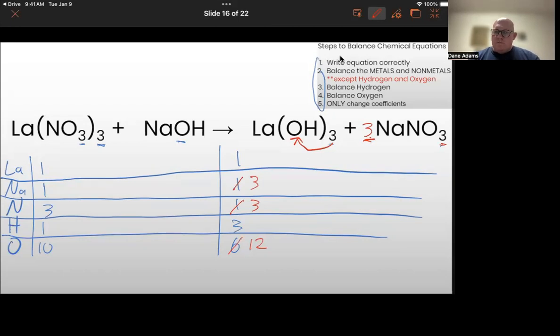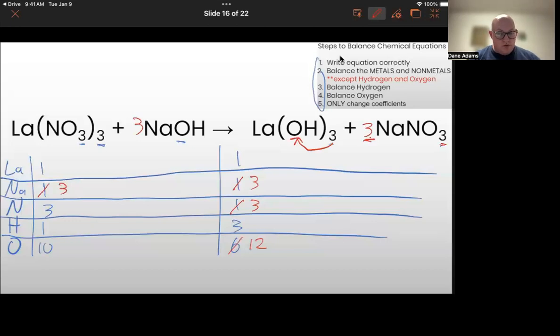So what do we do? Do we move on to hydrogen and fix hydrogen, or do we go back and fix sodium? My advice, go back and fix sodium first. Okay, that's my advice, and you'll see why. Let's go back and fix sodium. We have 3 on the right, 1 on the left, so let's stick a 3 right there. That changes this into a 3.